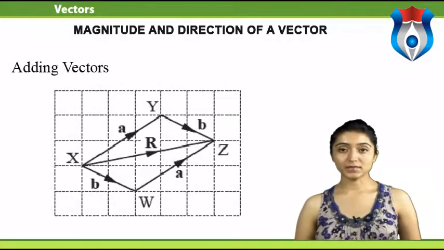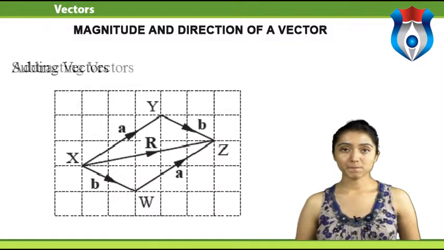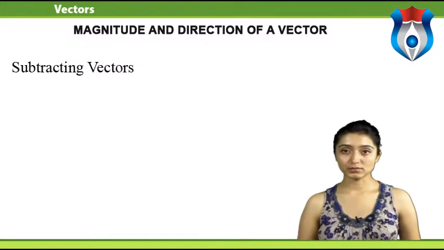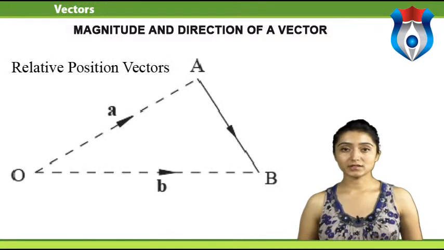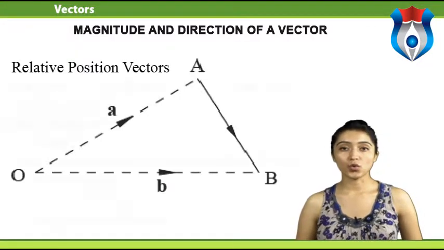Adding vectors. Vectors have magnitude and direction. When vectors are added, it is equivalent to one displacement followed by another. Subtracting vectors. This is operated like addition, but in this we subtract the vectors. Relative position vectors. The position vector of B relative to A is simply vector AB, where A and B are the position vectors of A and B respectively relative to the origin O.